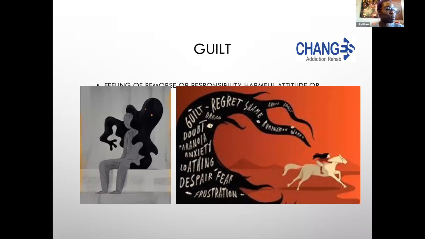Okay, so first and foremost, let's go through what is guilt. We've got a definition there, and it's slightly hidden, so I will just tell you what it says. Guilt has been identified as a feeling of remorse or responsibility for harmful attitudes or behaviors. Shame and guilt are emotions that everyone, everywhere experiences.